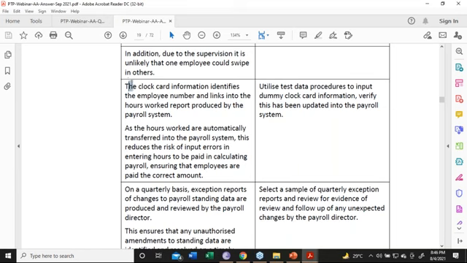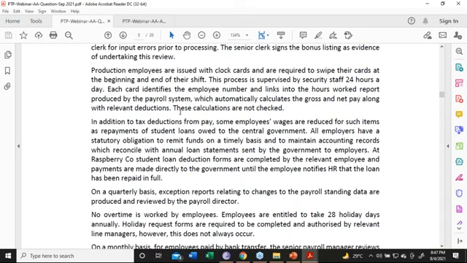The clock card information identifies the employee number and links into the hours worked report produced by the payroll system. As the hours worked are automatically transferred into the payroll system, this reduces the risk of input errors. What's the test of control? You can utilize the test data procedures. You can enter dummy data in order to verify whether the system is operating effectively or not. Now, let's continue the question.